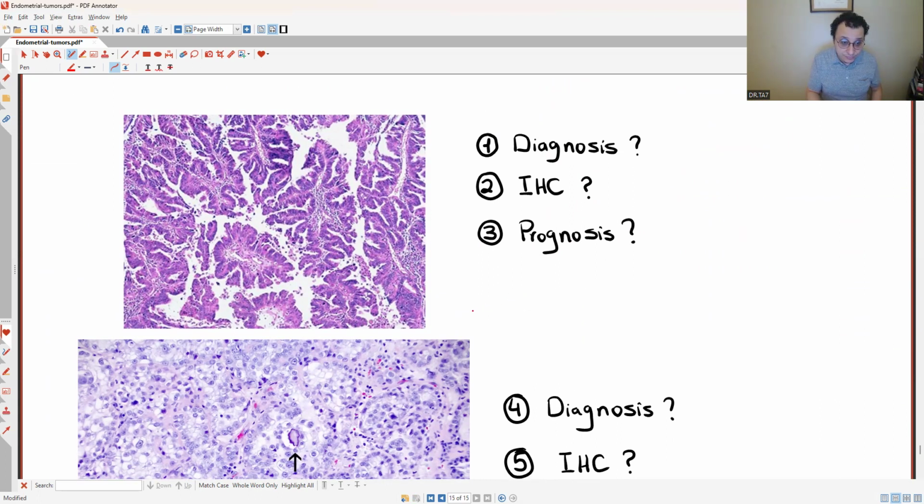So who wants to start? I can take this one. Okay, so what I see is a high grade, it looks like slit-like spaces between this, looks like papillary maybe. I'm thinking this is high grade serous carcinoma.